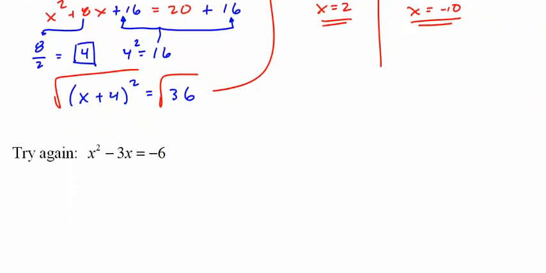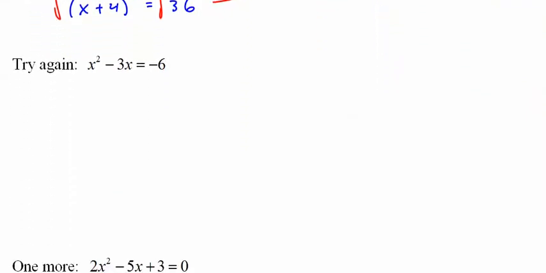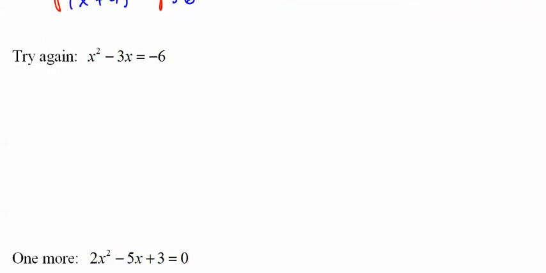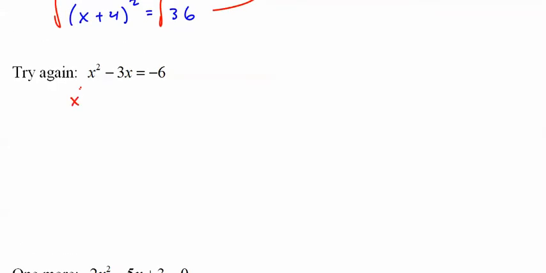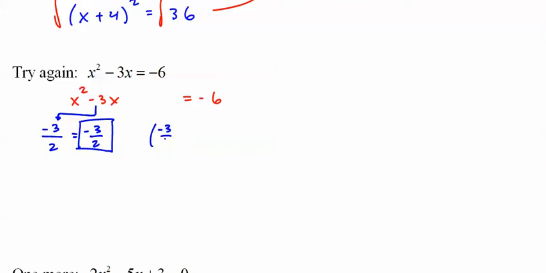So here's another one. It's already set up nicely for you. However, it's got a fraction, so this is going to be challenging. Take the b value, divide by 2. Now, I'm writing it twice. There's really no reason to. Put it in the box. Take what's in the box and square it. And that is what we add to both sides.